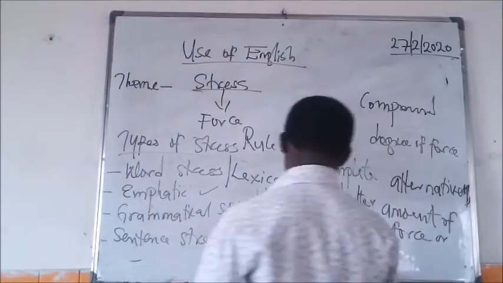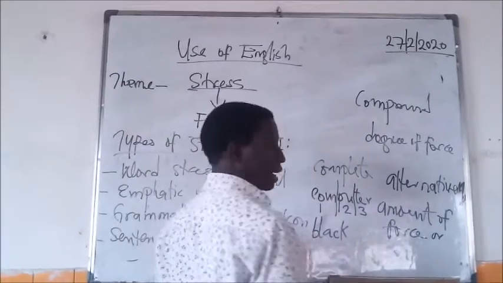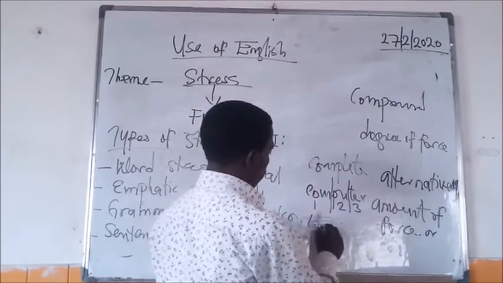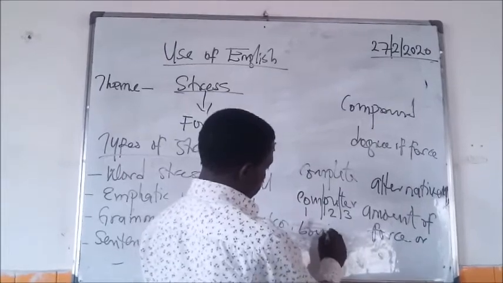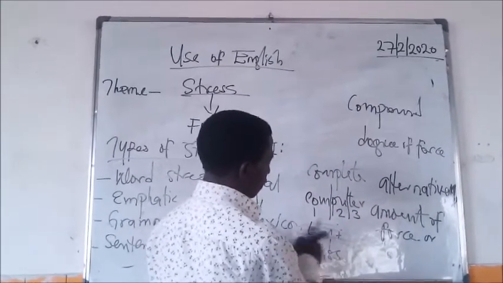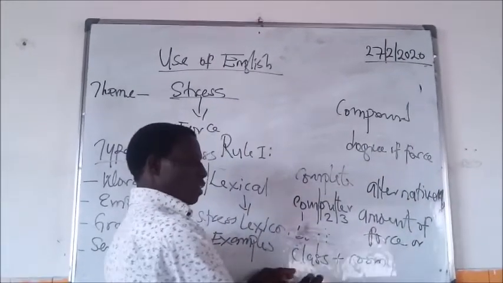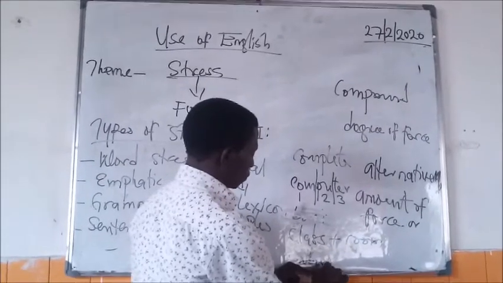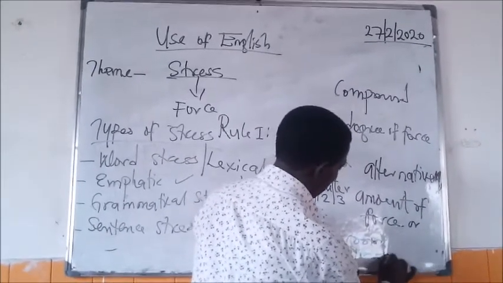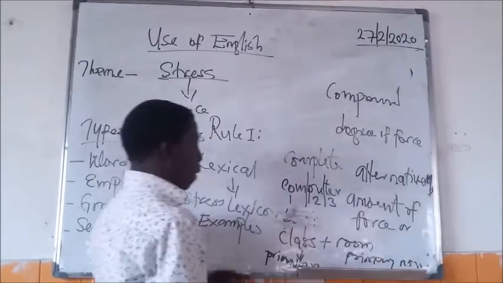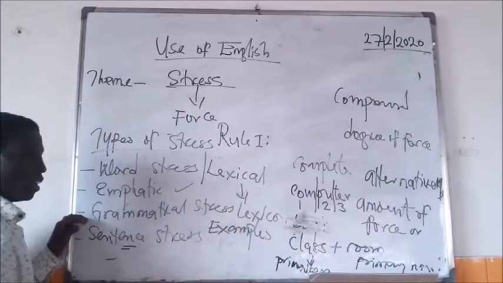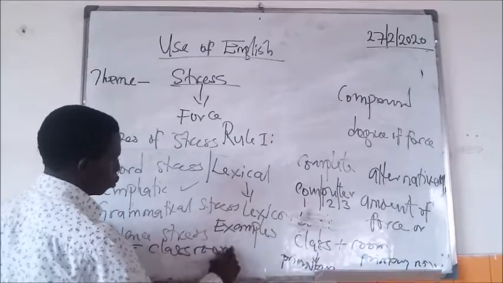Example: black boy, class. Now, class is a noun, a primary word. Then room is also a primary word. Combining this primary word with this primary word gives us what we call classroom. So this is a compound noun.